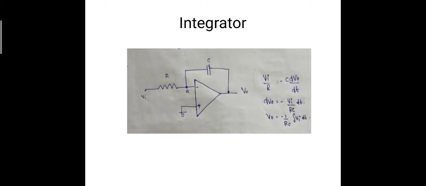Next one is an integrator. In the integrator, the reverse occurs, that is at the input side we will have a resistor, on the feedback side we will have a capacitor. So on applying Kirchhoff's law at terminal A, Vi by R is equal to minus C dV0 by dt. So on rearranging, dV0 is equal to minus Vi by RC into dt. On integrating this, we get V0 is equal to minus 1 by RC integrated value of Vi dt. Thus, the output produced will be some integrated value of Vi.